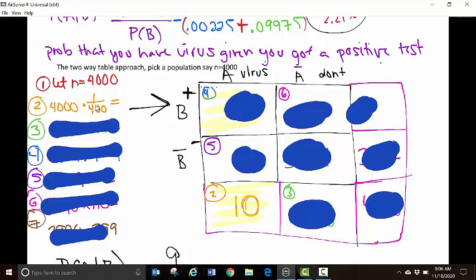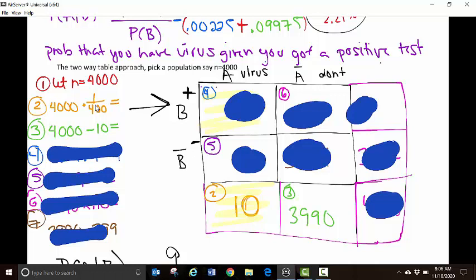Okay, now we want to know how many people don't have the virus. Well, if we tested 4,000 people and 10 of them have the virus, 3,990 don't. I think these tables are a pain to make. So for me, if I'm given a table, I celebrate and I use it. If I'm not given a table, I use a tree. I don't care what you do.